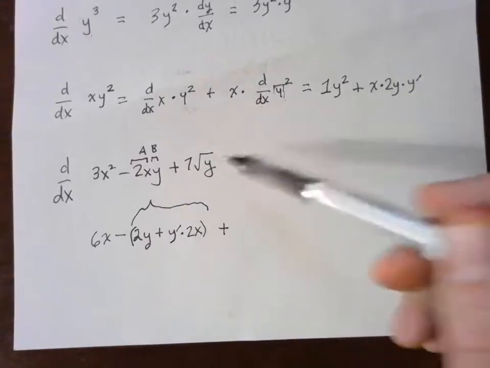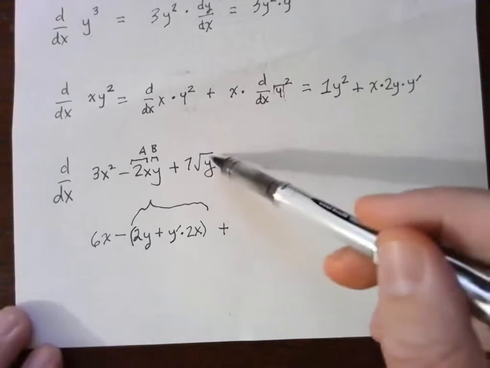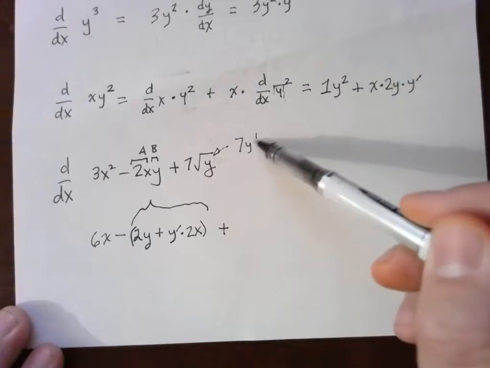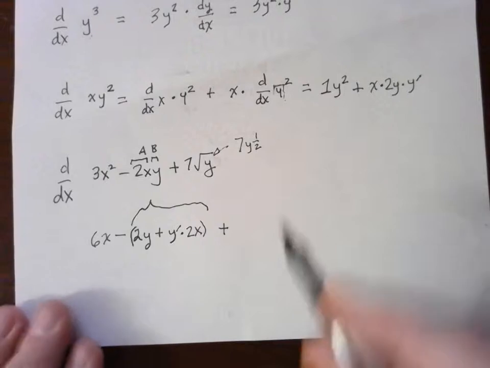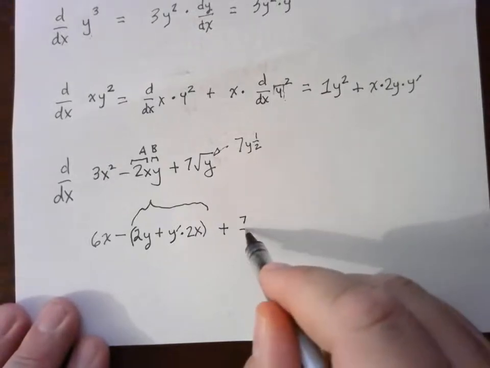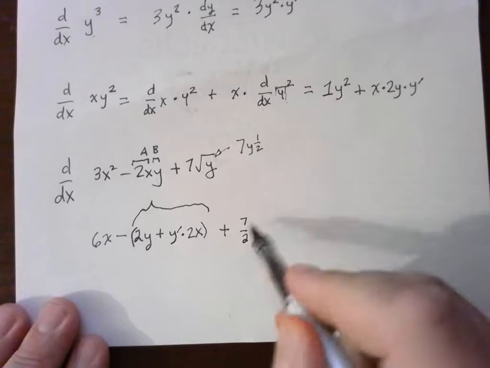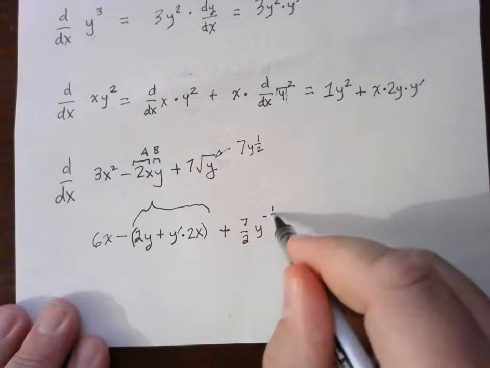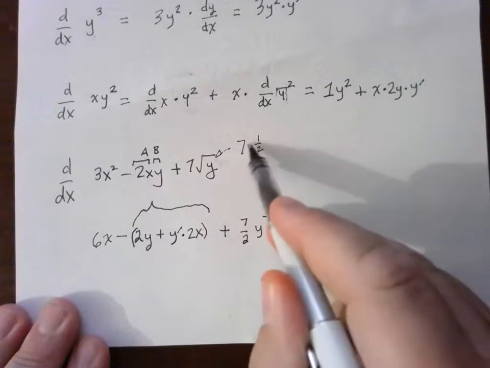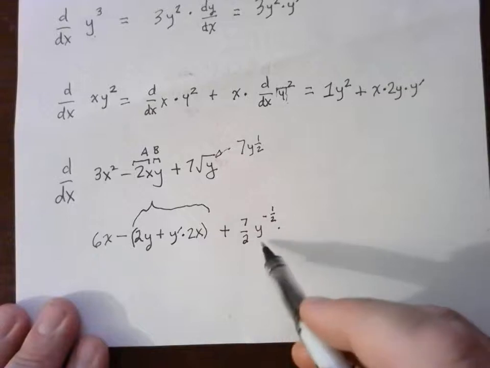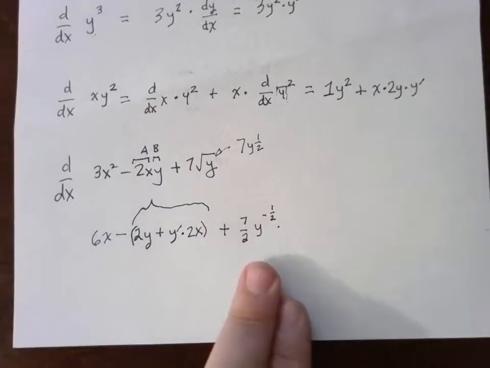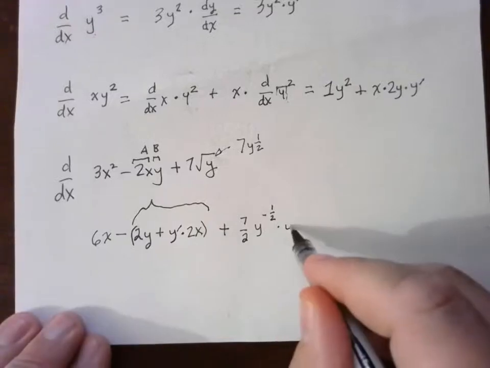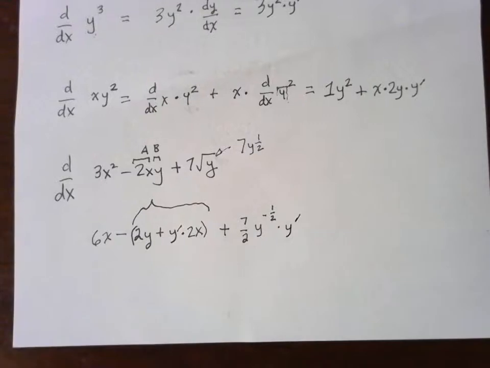Then I go to the final term, the derivative of 7 root y. Remember this means 7y to the 1/2. And so when I take the derivative of something to the 1/2, I bring the power down in front, so I get 7 times 1/2 y, then I subtract 1. And then I have to multiply it by the derivative of the function inside. This is not x. If this were d dx x to the 1/2, then I would be finished. But since it's y, I have to multiply by y prime.